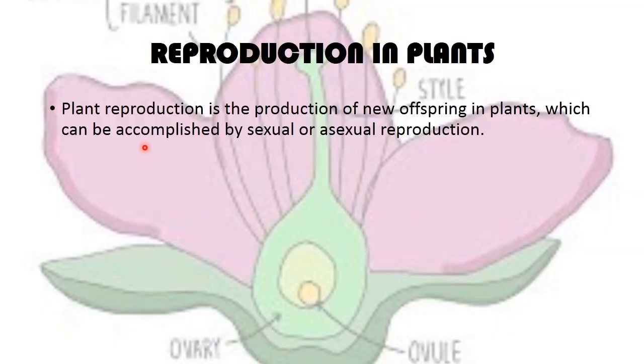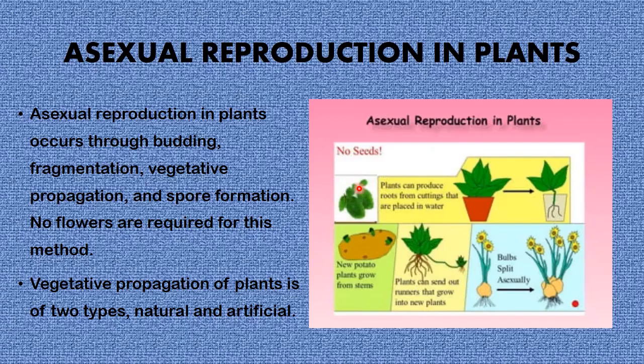So, reproduction in plants, or plant reproduction, is the production of new offspring in plants, which can be accomplished by sexual or asexual reproduction. Now, asexual reproduction in plants occurs through budding, fragmentation, vegetative propagation, and spore formation. No flowers are required for this method of reproduction. Vegetative propagation of plants is of two types, and that is natural and artificial vegetative propagation.